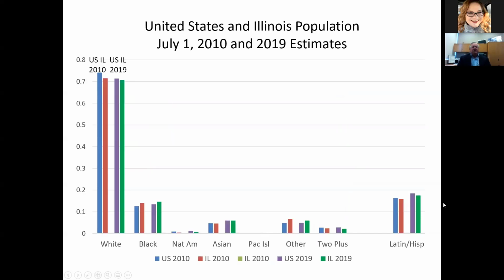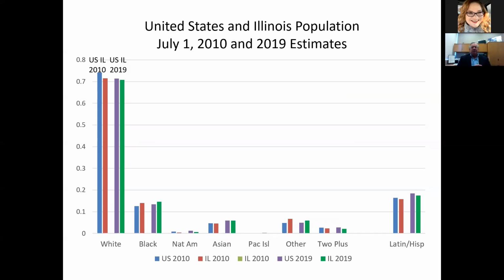This is the United States versus Illinois from July 1, 2010 to July 1, 2019. As you can see, Illinois looks very much like the United States as a whole. A loss of a white population as a percentage of 1 to 2%. Black population has gone up about 1%. Native Americans, this is a difficult category because of the consistency in filling out this category by those who can claim Native American ethnicity. Asians have remained just about constant.